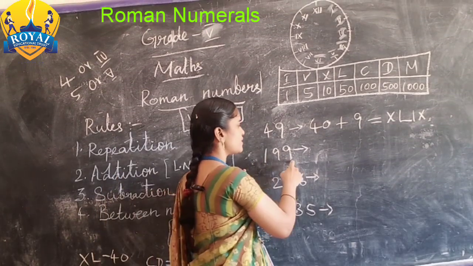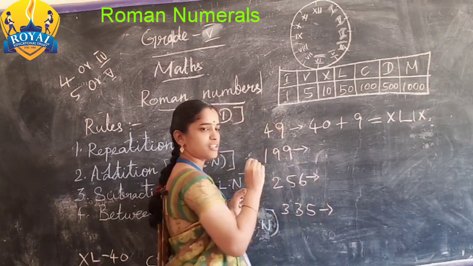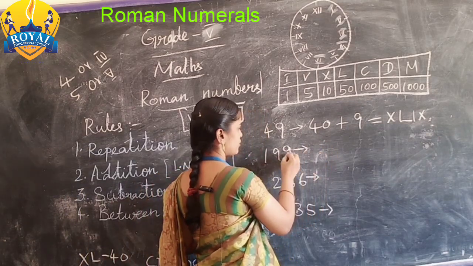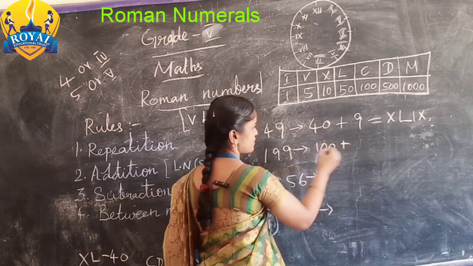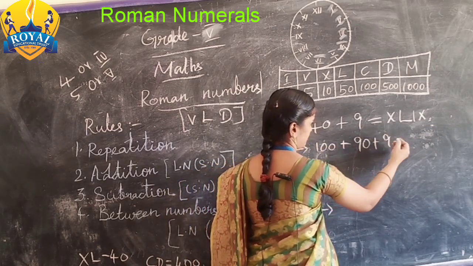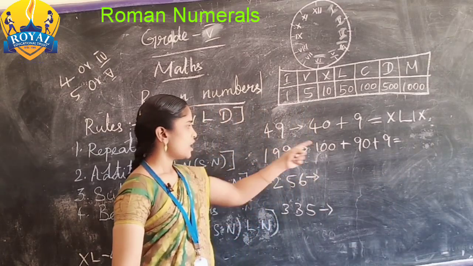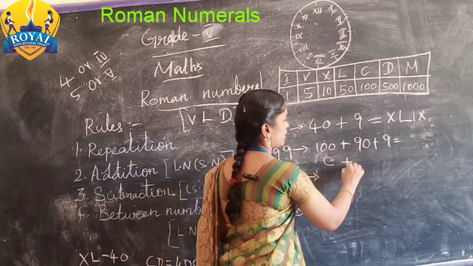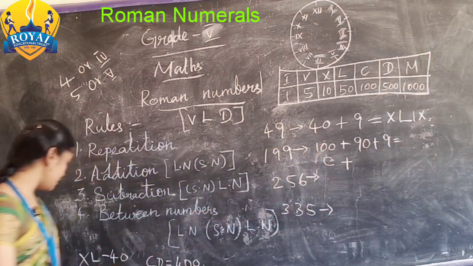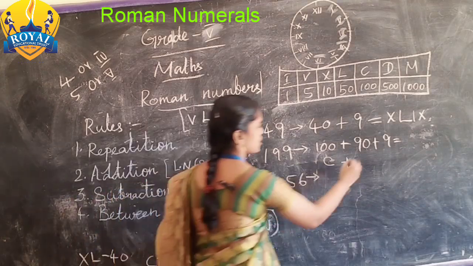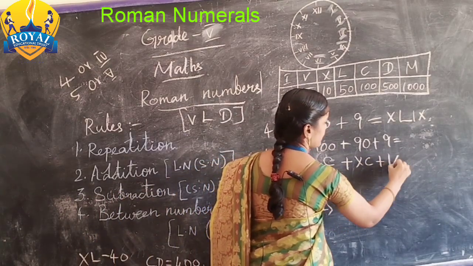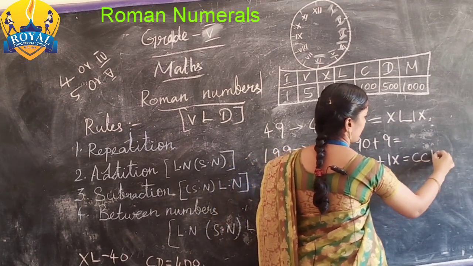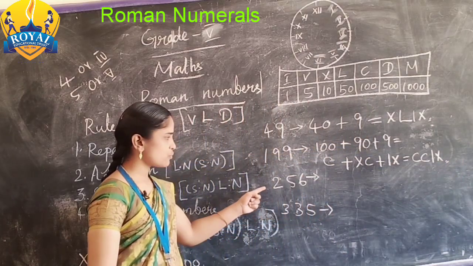The next one, 199. We write the expanded form first: 100 plus 90 plus 9. Okay, student. Here, 100 means C, and 90 means XC. Right, XC plus 9 is IX. So we get CXCIX.